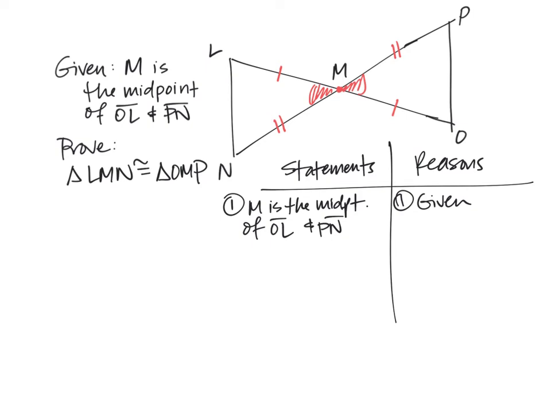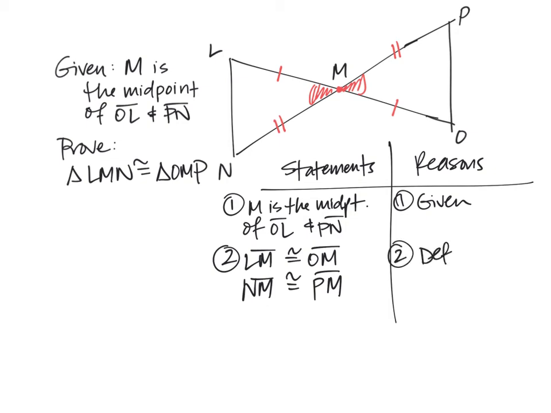So I've set up a 2-column proof, and I've started by writing my given in, that M is the midpoint of OL and PN. Now, a lot of times people will forget the other piece of this that they have to write, because it isn't explicitly stated yet that LM and OM are congruent, as well as NM and PM. So that will be my next step. LM is congruent to OM, as well as NM is congruent to PM. And I can put them in the same step since they have the same reason. The reason I know those are congruent is by the definition of midpoint.